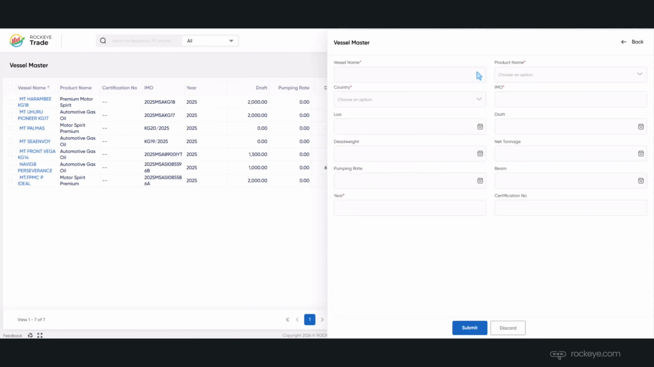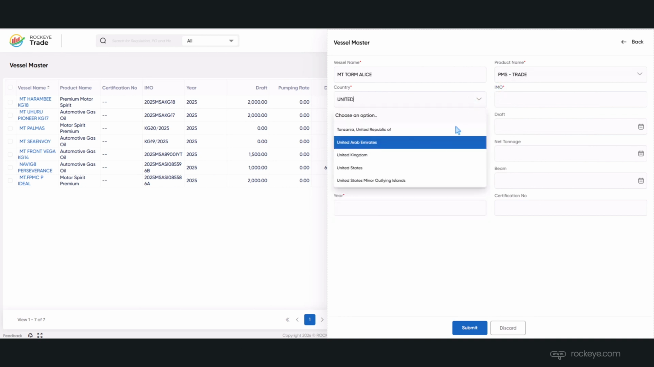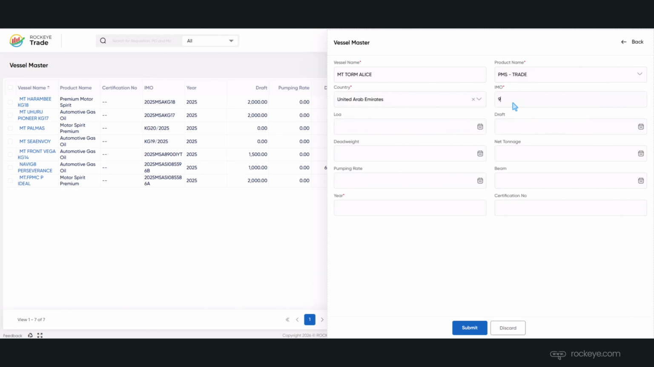Vessel name identifies the specific merchant ship used for transporting bulk commodities. Product name associates the ship with a specific category of fuel or cargo. Country defines the nation of origin or registry for maritime compliance. IMO serves as the unique international identifier for global vessel safety and tracking.